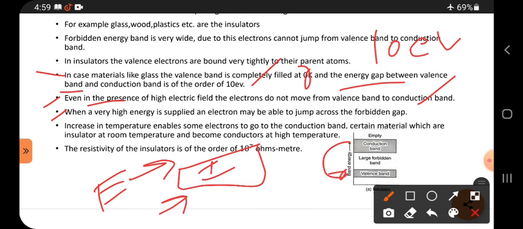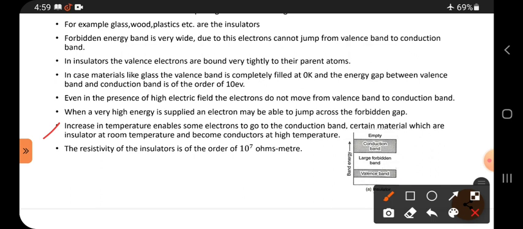When enough energy is supplied, an electron may be able to jump across the forbidden gap. We cannot say exactly, but maybe. An increase in temperature enables some electrons to go to the conduction band. So when we increase the temperature, some electrons may go from the valence band to the conduction band. There are a few materials which are insulators at room temperature and become conductors at higher temperature.